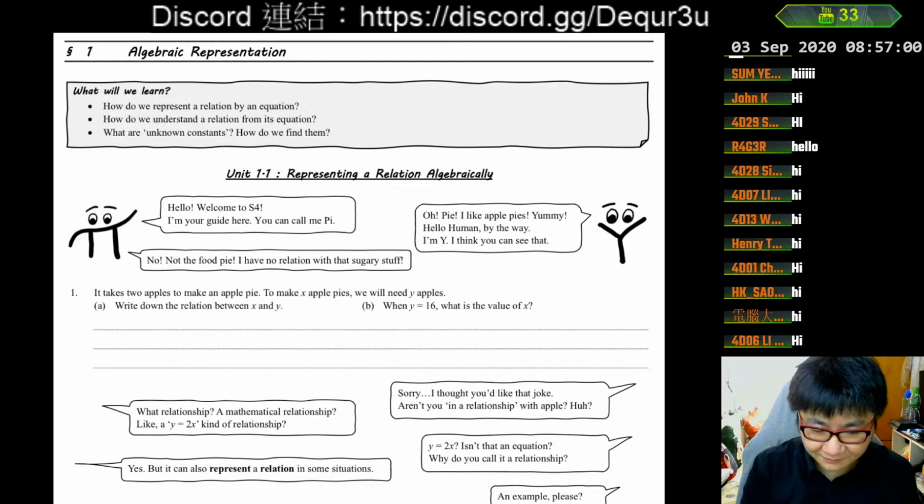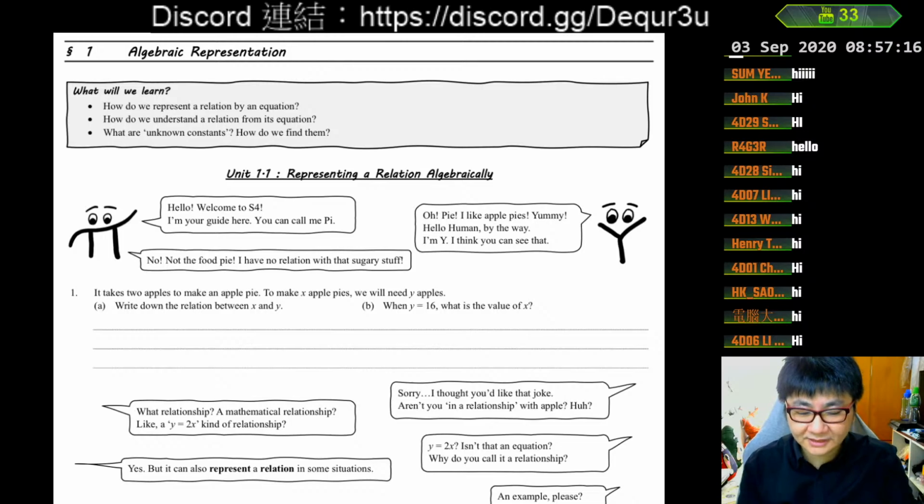Okay, so welcome you all to S4. Welcome you all to S4. And here are the two guys, and we will talk about the relation here first. Okay, so as in question 1, it takes 2 apples.